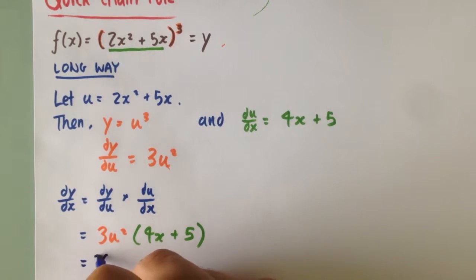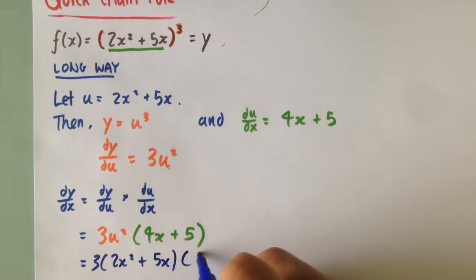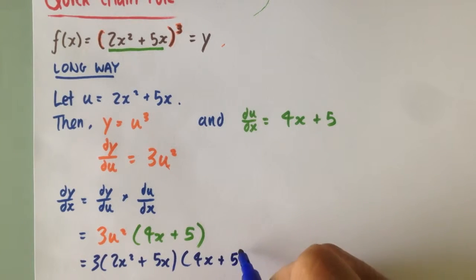And of course, the next step would be just to sub in what u is in terms of x. So that is 3, u is 2x squared plus 5x, squared, and then multiplied by 4x plus 5.